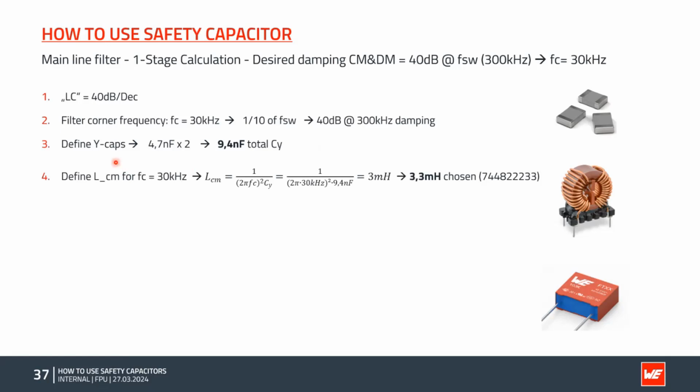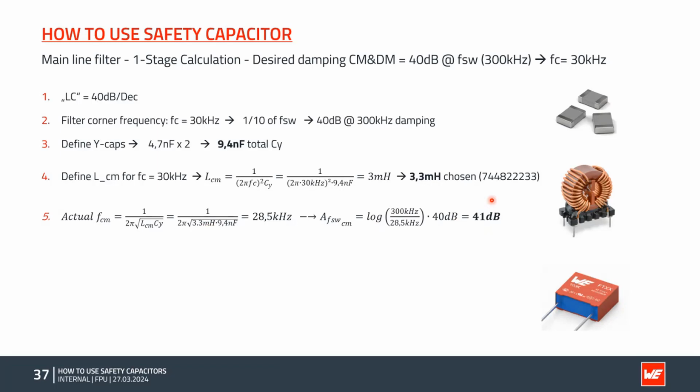Then we define the common mode inductance that we need for the 30 kilohertz we want to damp. Here we have the normal equations to calculate the inductance. So we get 3 millihenry, and we choose the nearest one, which is 3.3 millihenry. Then we do the cross check that everything is right with the 3.3 millihenry, and we still have our 41 dB that we want to have.